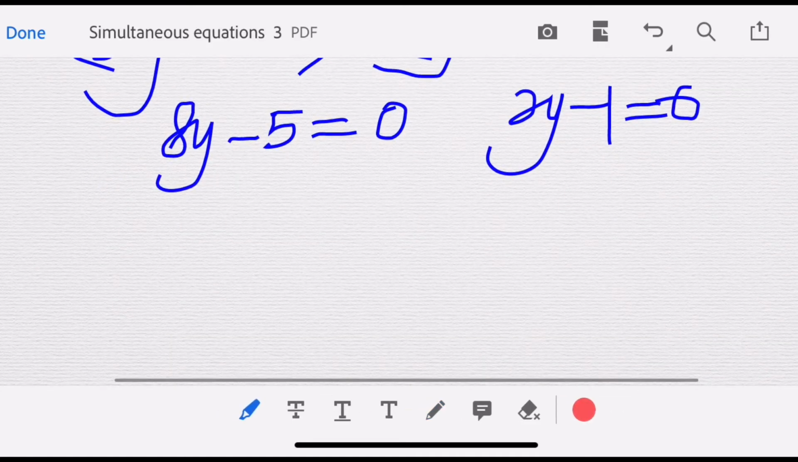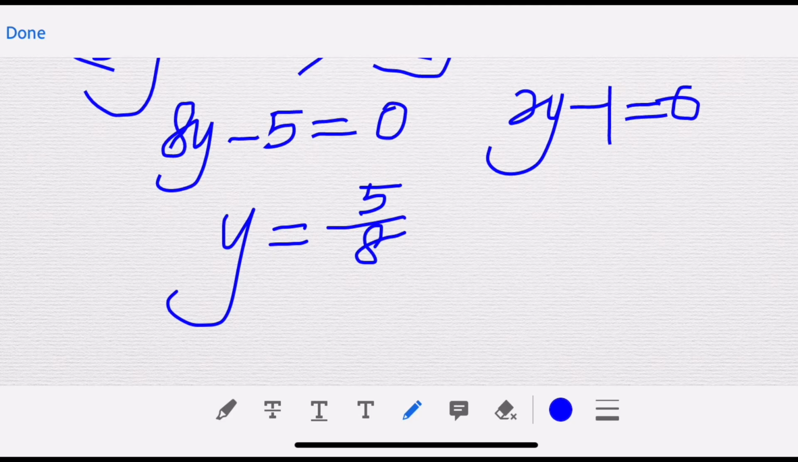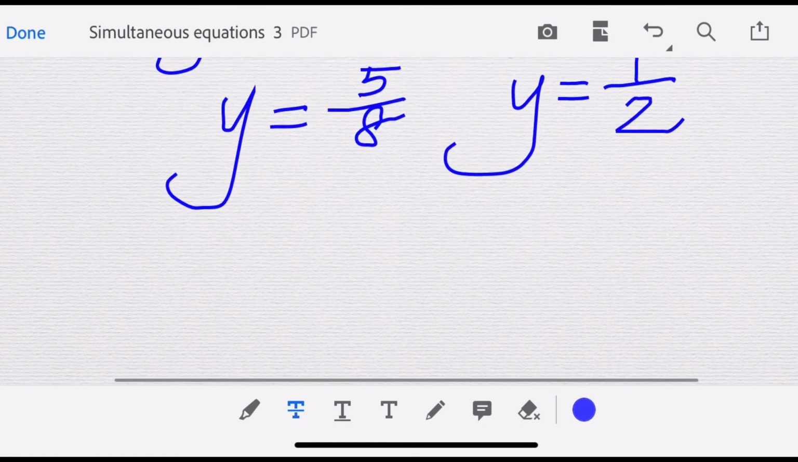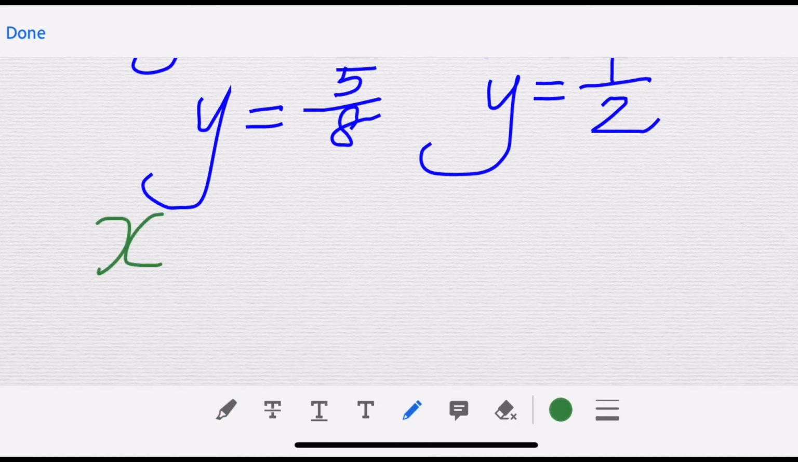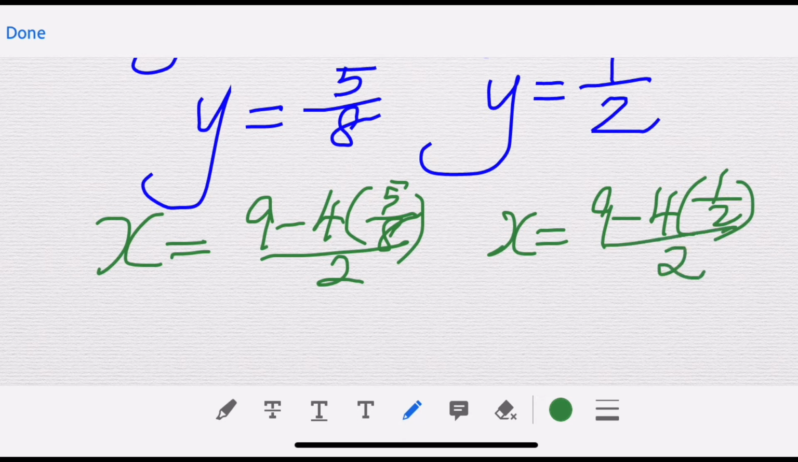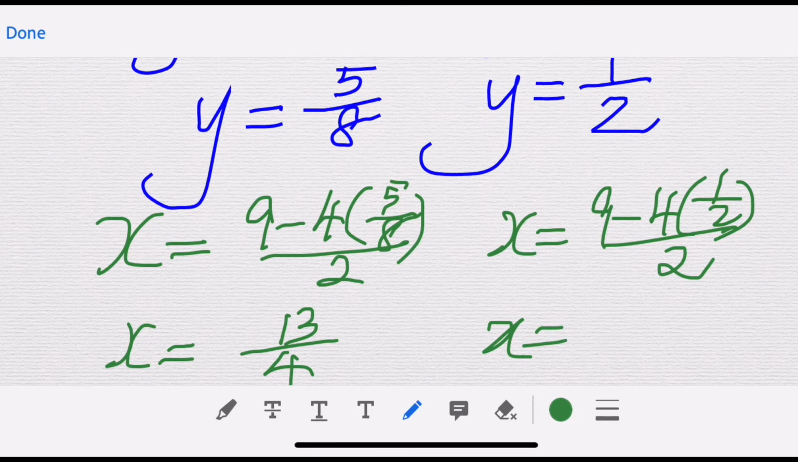So I'm going to solve it now. My y is 5 over 8. Letting the other factor equal to 0, y is 1 over 2. Now we need to solve for x. x is 9 minus 4y divided by 2. Remember? Let's substitute: x is 9 minus 4y divided by 2. If you simplify carefully, this is 13 over 4, and this is 7 over 2, right?